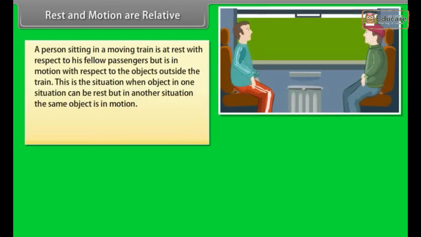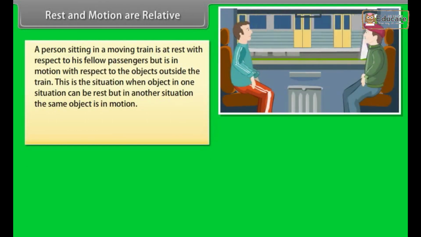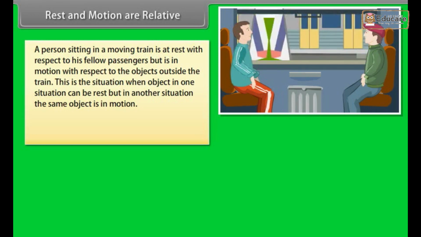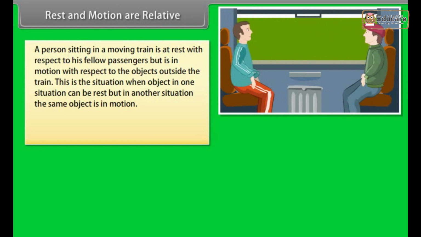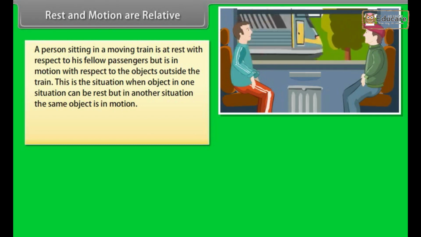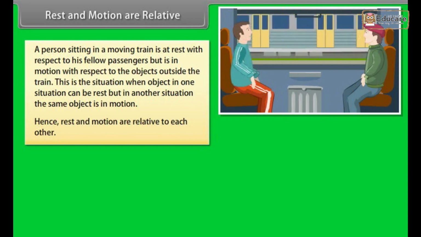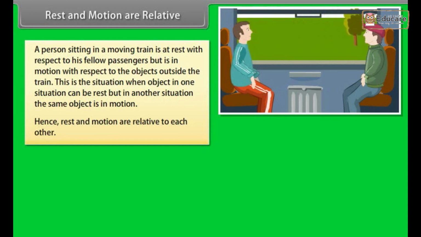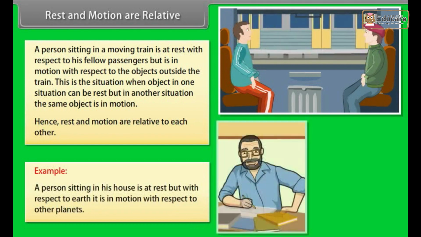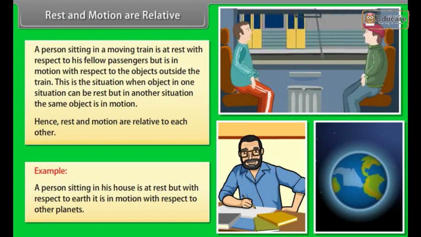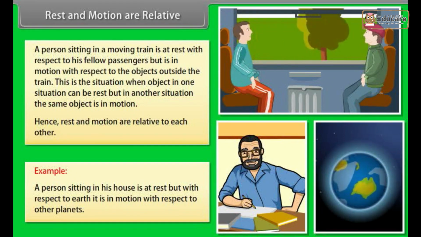Rest and motion are relative. A person sitting in a moving train is at rest with respect to his fellow passengers, but is in motion with respect to the objects outside the train. This is the situation when an object in one situation can be at rest, but in another situation the same object is in motion. Hence, rest and motion are relative to each other. Example: a person sitting in his house is at rest, but is in motion with respect to Earth and other planets.